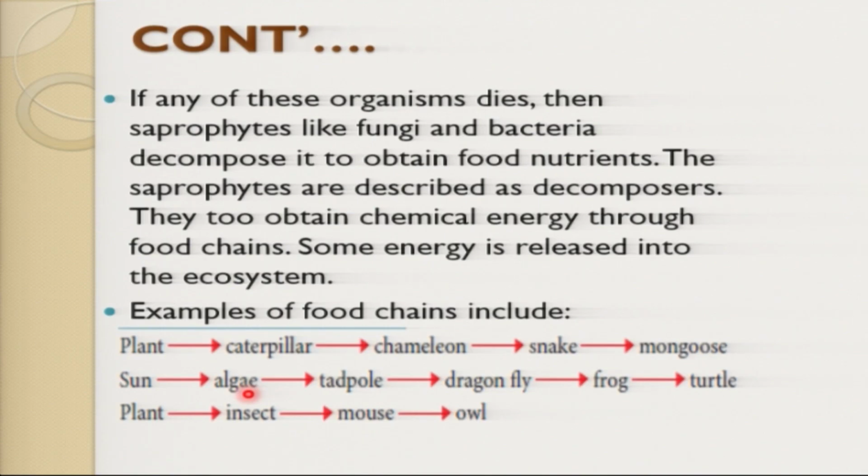Student, very good. So it means that saprophytes like fungi and bacteria, decomposers, obtain food nutrients. So the saprophytes are described as decomposers. They obtain chemical energy from the food chain. So some of the energy is released into the ecosystem in that way. Okay? Let's have the diagram. These are examples of food chains. We have a number of food chains here. You can go through and understand them very clearly.